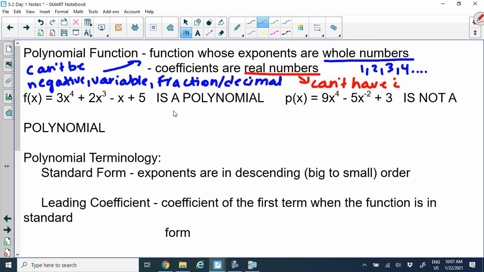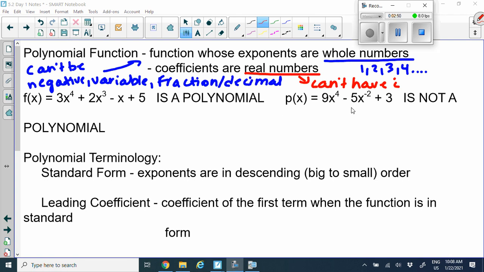Now, we have some examples here of what is a polynomial and what is not. So notice f of x equals 3x to the 4th plus 2x cubed minus x plus 5. This is a polynomial because, first, notice that the exponents are whole numbers, so 4, 3, and 1. And notice that our coefficients are real numbers, so 3, 2, -1, and the 5. This is what we call our constant term.